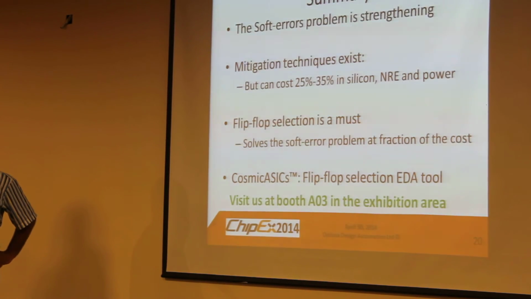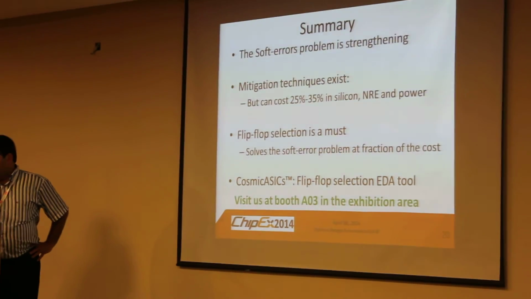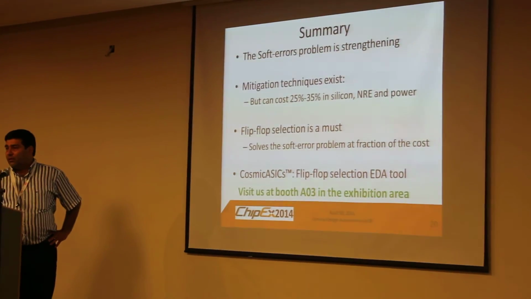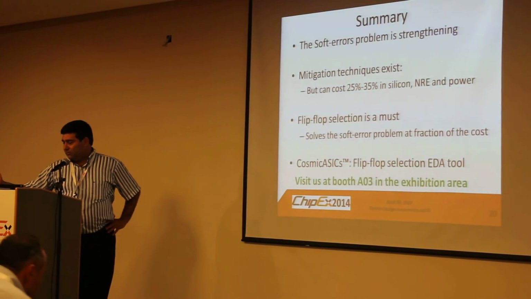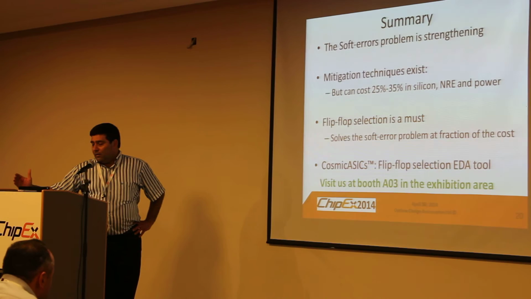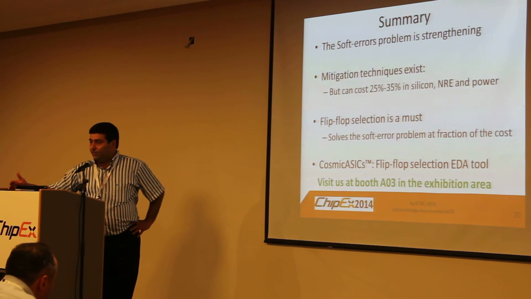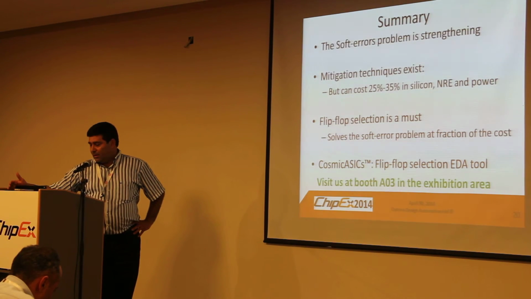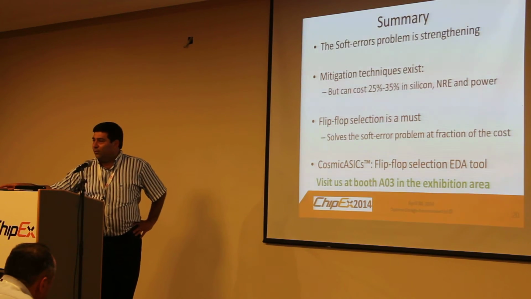In summary, the soft error problem is strengthening. It is becoming more a problem of the present. Mitigation techniques exist, but they cost a lot of silicon, power, NRE, and per-chip cost. Flip-flop selection is a must, and we discussed Cosmic ASIC as a solution for the problem. And you're invited to visit us at booth A03 if you want more details.